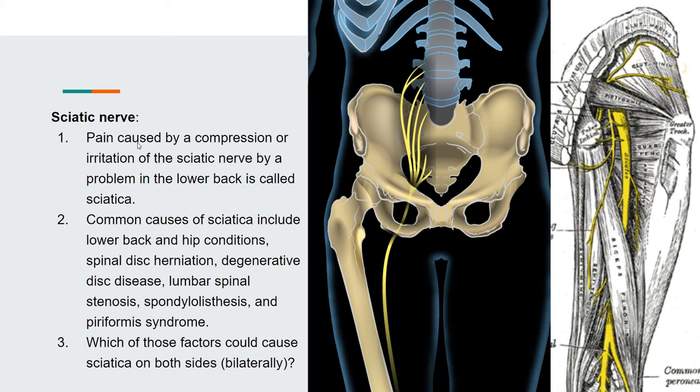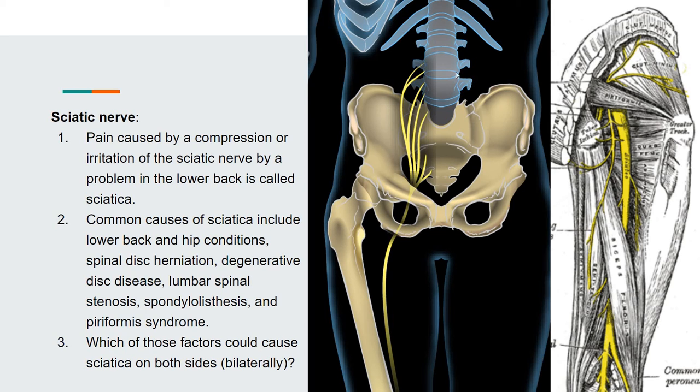Now, pain caused by compression or irritation of the sciatic nerve by a problem in the lower back is called sciatica. Common causes of sciatica include low back conditions, hip conditions, spinal disc herniation, right? That's when you actually have the disc between those bones that pokes out and hits on that nerve. Then you also have degenerative disc disease, which is when the whole disc just kind of starts getting desiccated. Basically, it loses its water content and it loses its height, making it so that these nerves don't have room to come out of the spinal canal.